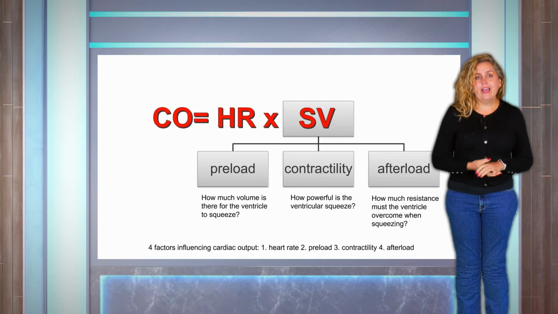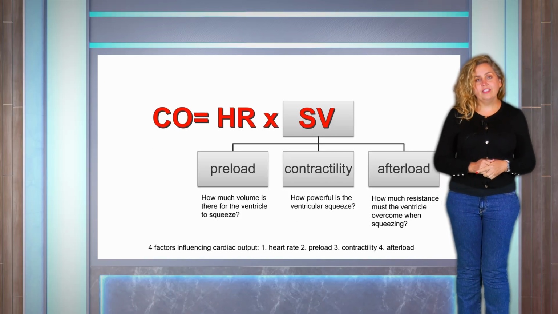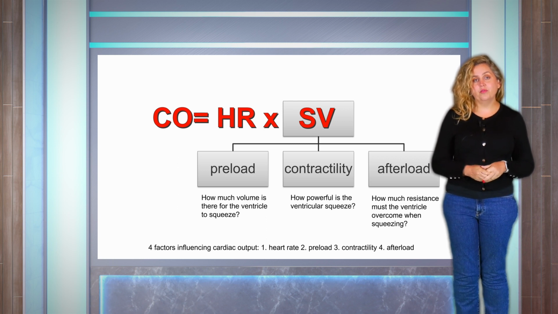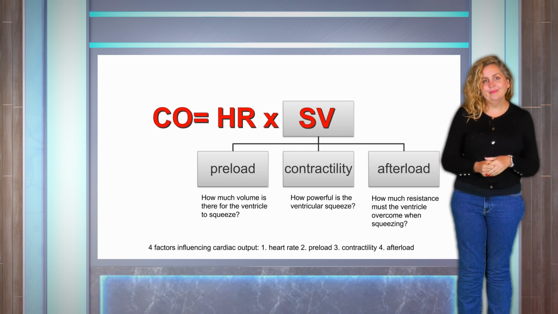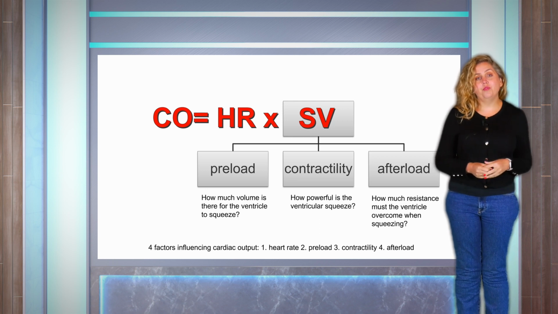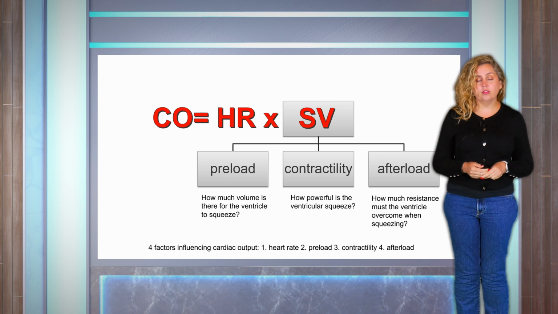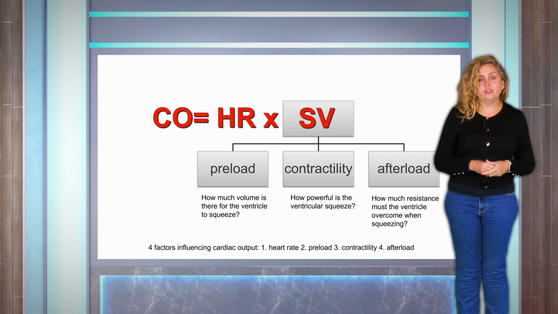Okay, so let's recap. We've done cardiac output in a previous month, but let's recap this one slide and the equation, the mother equation of cardiac output, so that we can understand this again. So remember, cardiac output is heart rate times stroke volume. I'm sure you all know this by now. And stroke volume is made up of 3 factors, and that is preload, which is all about volume, contractility, how powerful that ventricular squeeze is, and afterload, which is how much resistance the ventricle must overcome to squeeze out the preload.